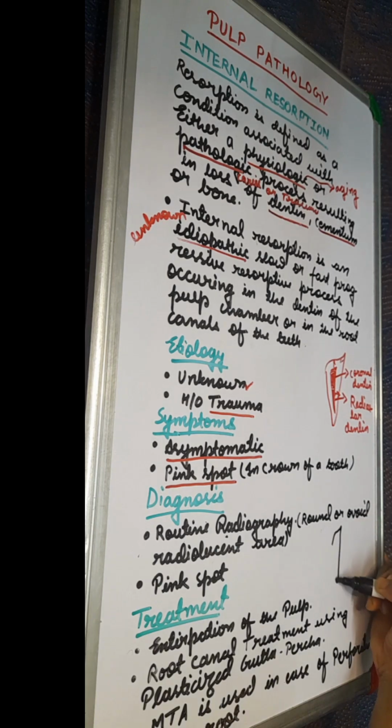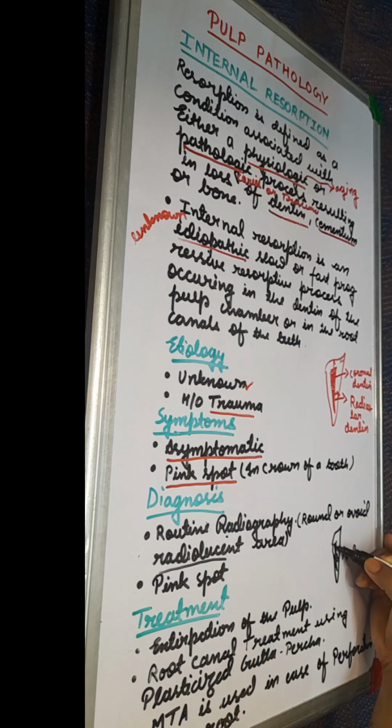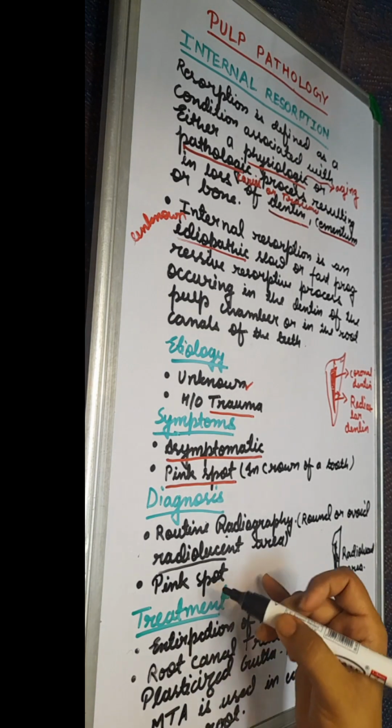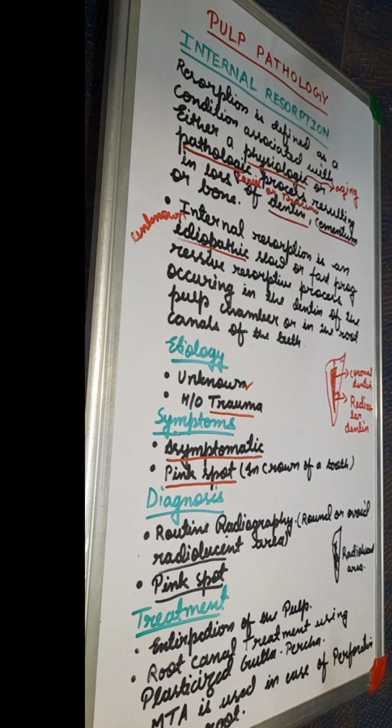It appears as a round or ovoid radiolucent area in the radiograph. Like when it is present in the radicular portion, it will appear as a radiolucent area, and it also appears as a radiolucent area when it is present in the coronal portion of the dentine. Radiolucent area in the routine radiograph, and it is clinically visible as a pink spot in the coronal portion of the tooth.